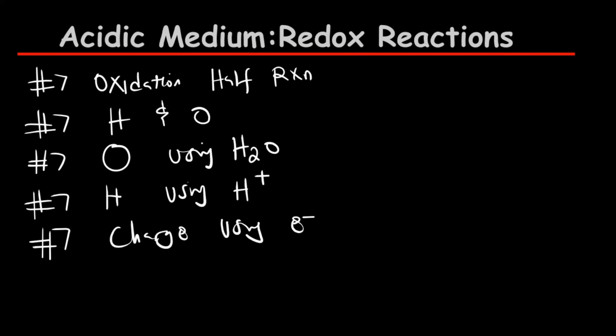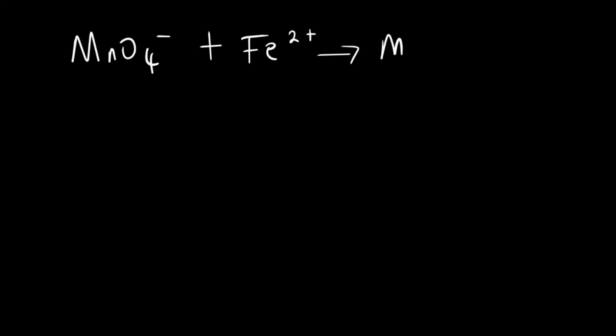So let's solve an example. Let's say you've got manganese oxide plus iron 2 plus, then let's say it gives us manganese 2 plus plus iron 3 plus.